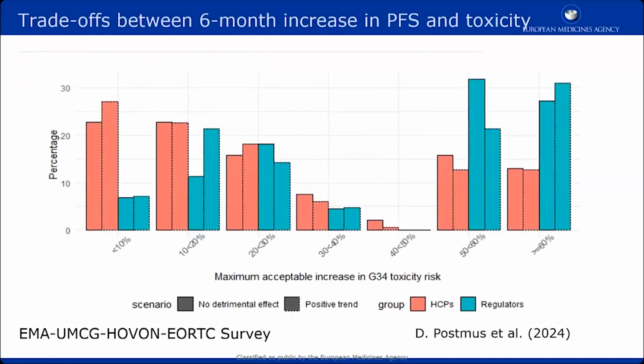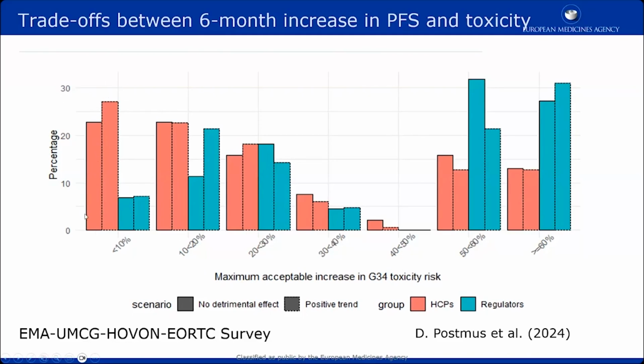Just to show you how varied the views are on this endpoint, I can show you the results of a survey that we conducted recently, and we asked regulators, the histograms in blue, and healthcare professionals, oncologists and hematologists, to tell us how much toxicity they would be willing to trade off for a 6 month increase in PFS. And at the left side of this chart, you see those who would trade only very little toxicity, and there was a sizable amount.